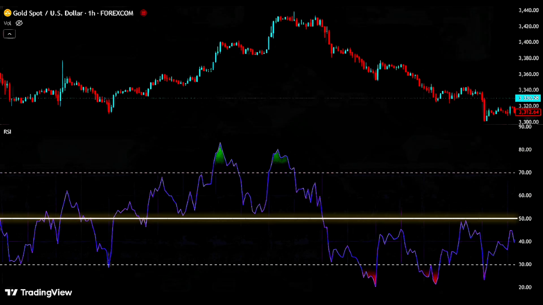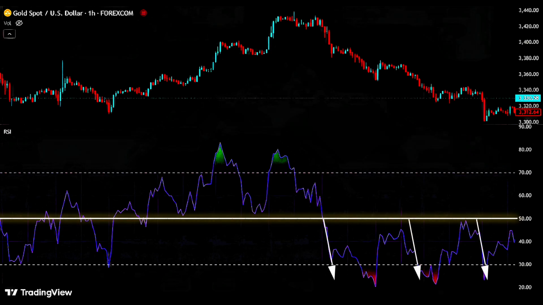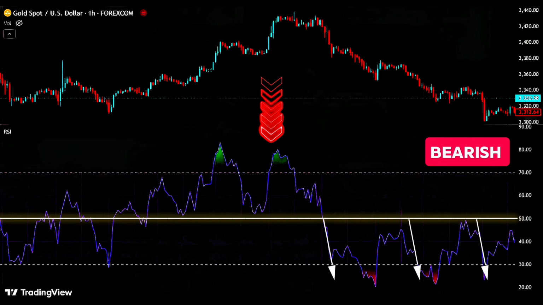If RSI is trading above 50, it generally suggests that the stock or the asset is in a bullish phase. Buyers are stronger and price momentum is upward. On the other hand, if RSI is below 50, it indicates a bearish phase. Sellers are stronger and price momentum is downward.